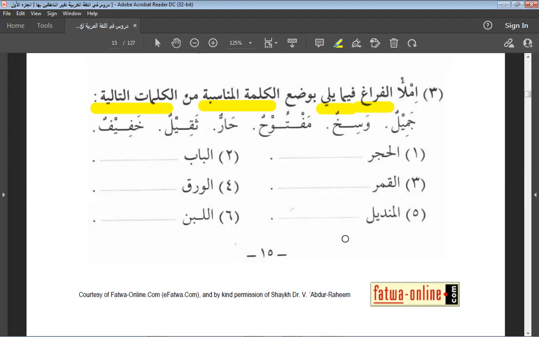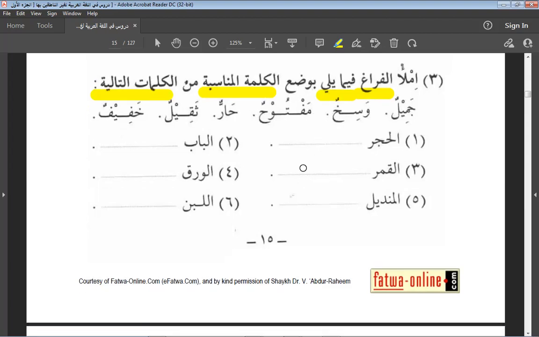Okay, so you look at these words here: al-hajar, the stone, al-qamar, al-mindil, al-bab, al-waraq, al-laban, and you look at what fits them. Please, if you can try your hands on this one for me, I'll be very glad. You can write it on a paper and give it a snap or something and share with us, inshallah. I'll be very, very glad.